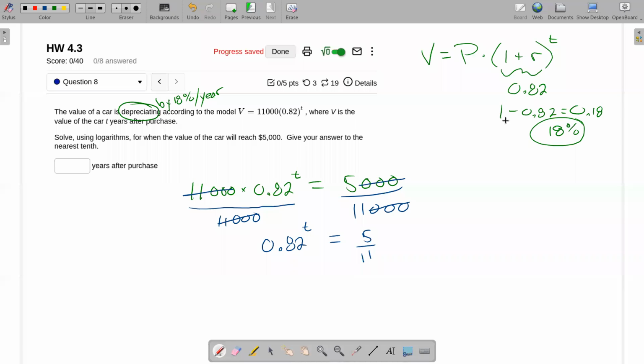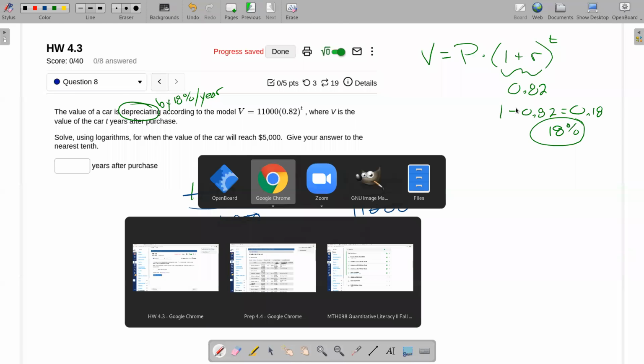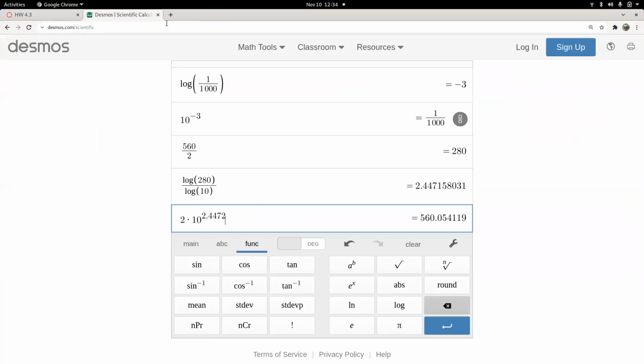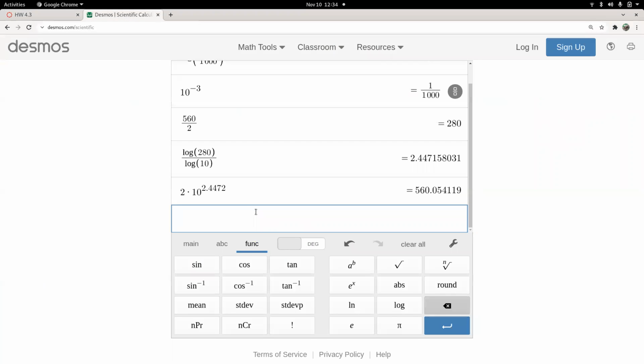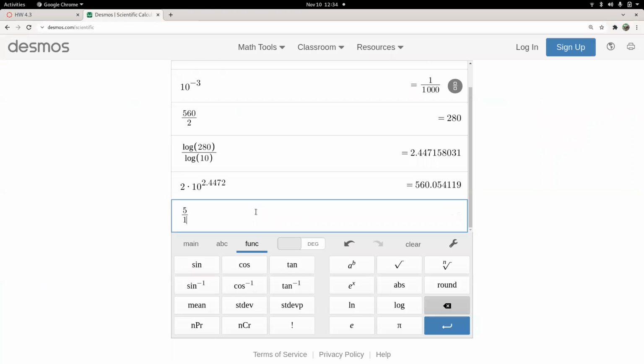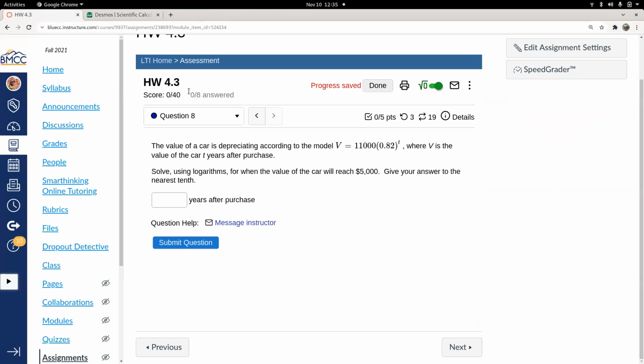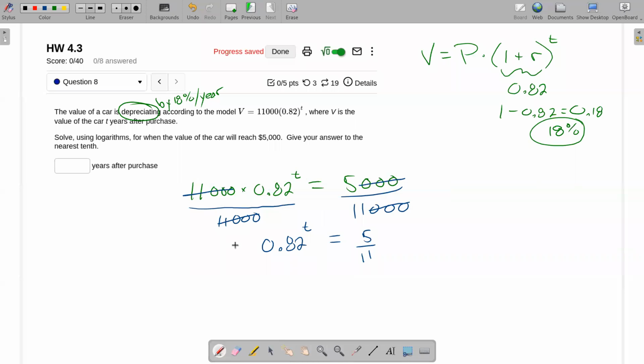If you're not clear what I mean by that, let's take a look at the calculator. If I take 5 divided by 11, it's 0.45454545. So I'd have to round it somewhere. So I could either deal with rounding or just not leave it as a decimal. I'm going to leave the fraction. Once we get the base with the power isolated, that's where the log jumps in.